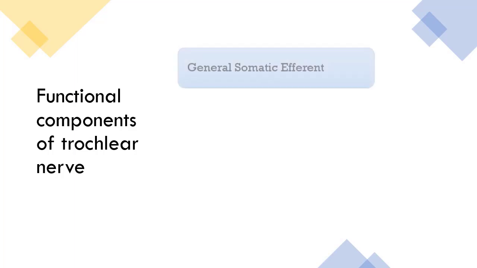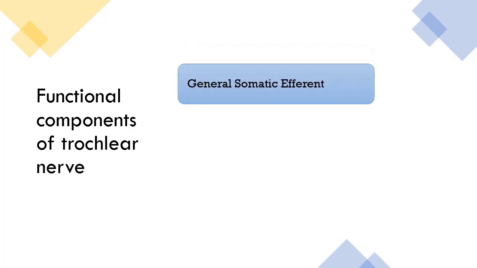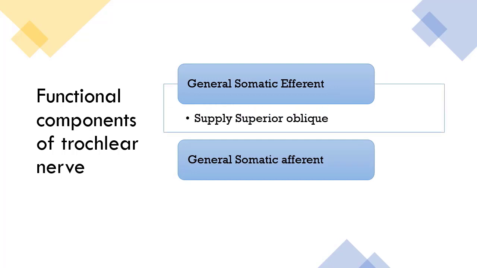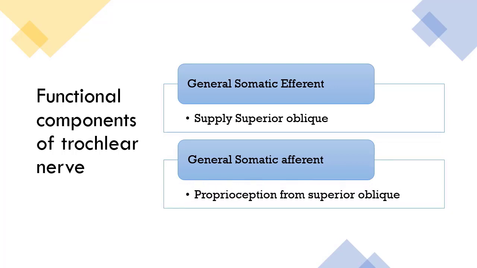Functional components are general somatic efferent and general somatic afferent. General somatic efferent fibers supply superior oblique. General somatic afferents are proprioceptions sensed from superior oblique. However, these fibers are carried forward towards the mesencephalic nucleus of the trigeminal nerve.